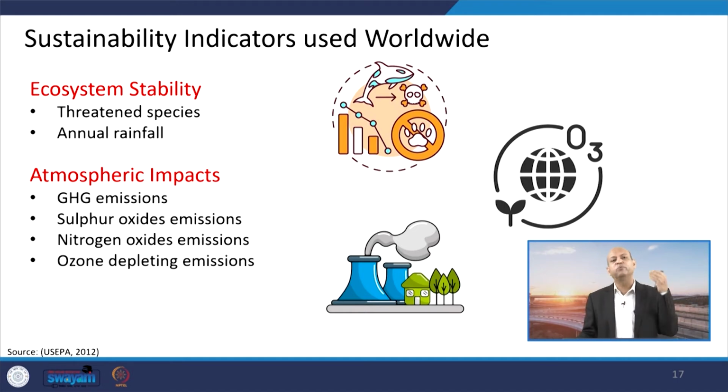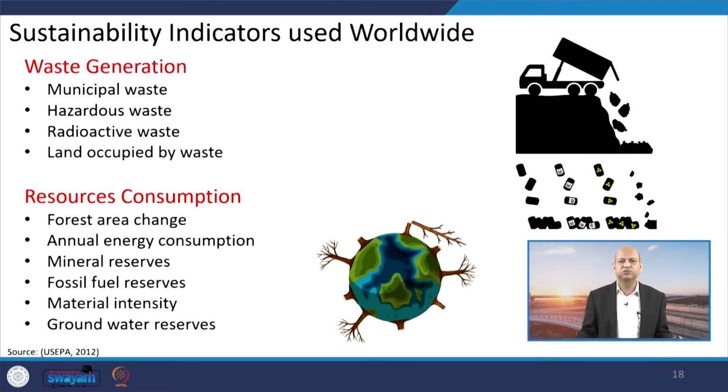If we want to see the atmospheric impacts, then we have to see how much emissions are there of air pollution or greenhouse gas emissions, or oxides of sulfur or oxides of nitrogen or particulate matter, then ozone depleting emissions are there. So, all these related to air quality we have to see if we want to study the atmospheric impacts. When we talk about waste generation, then we need to look at municipal waste, how much generation is there, hazardous waste is there or not, radioactive waste, we have to segregate them, land occupied by the waste.